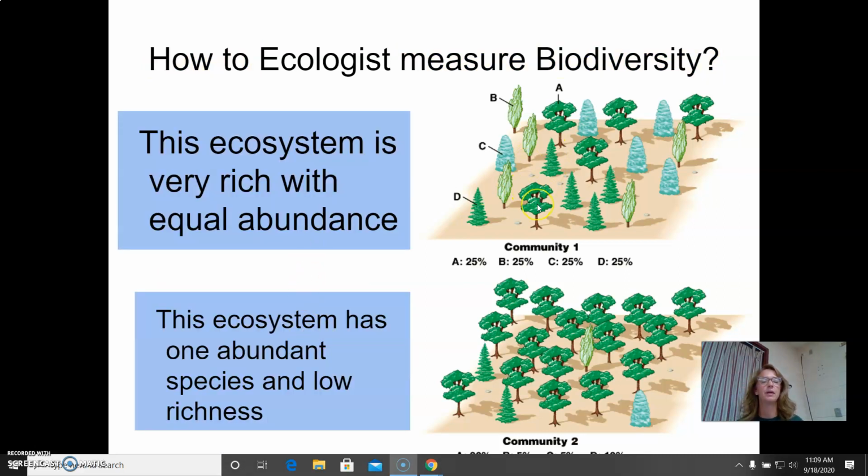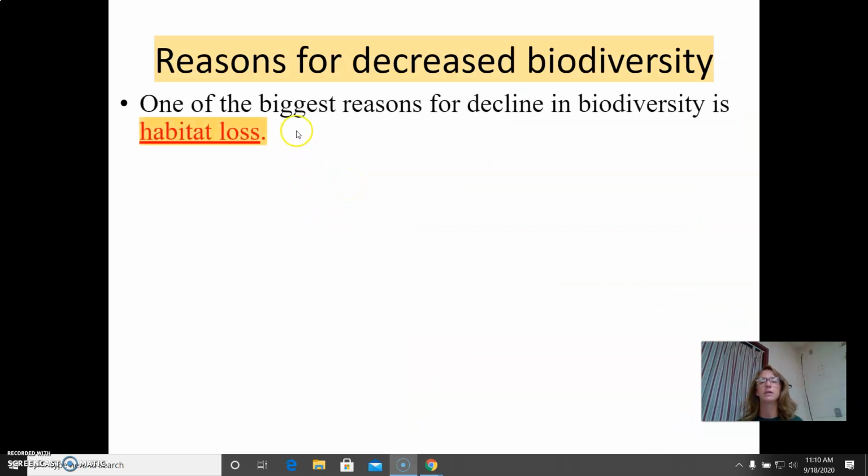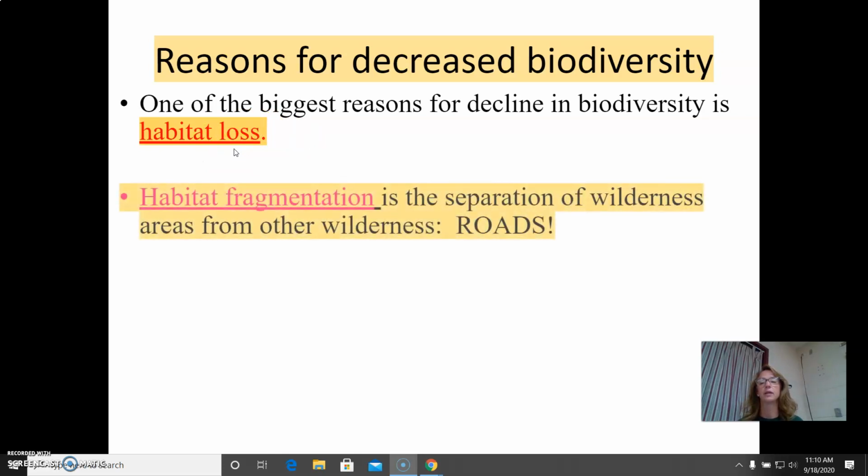So for example, this top ecosystem is very rich, nothing super abundant. This one has high abundance of one plant, but it's not rich. If I had to pick, I would give this one better biodiversity because richness is going to be more important than abundance. So biodiversity is important, but it does tend to go away for a few reasons. The biggest reason is habitat loss. And that is because, like these forest fires in California, that is wiping out all of the environment in that area. So obviously there's no biodiversity left when a habitat is completely destroyed.